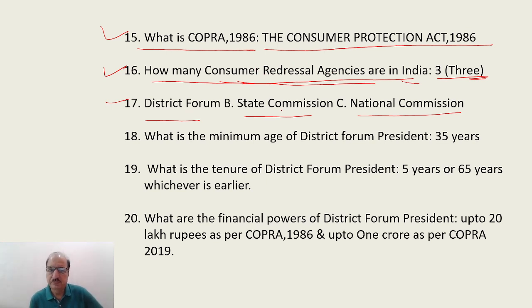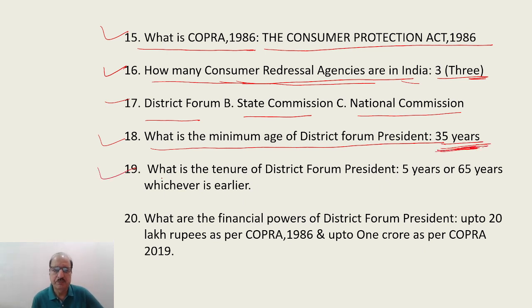District forum, state commission, and national commission. Question number 18. These are important questions for JAIIB Paper 3. What is the minimum age for district forum president? Kitni age honi chahiye kam se kam to be a president of district forum? 35 years. Answer is 35 years.